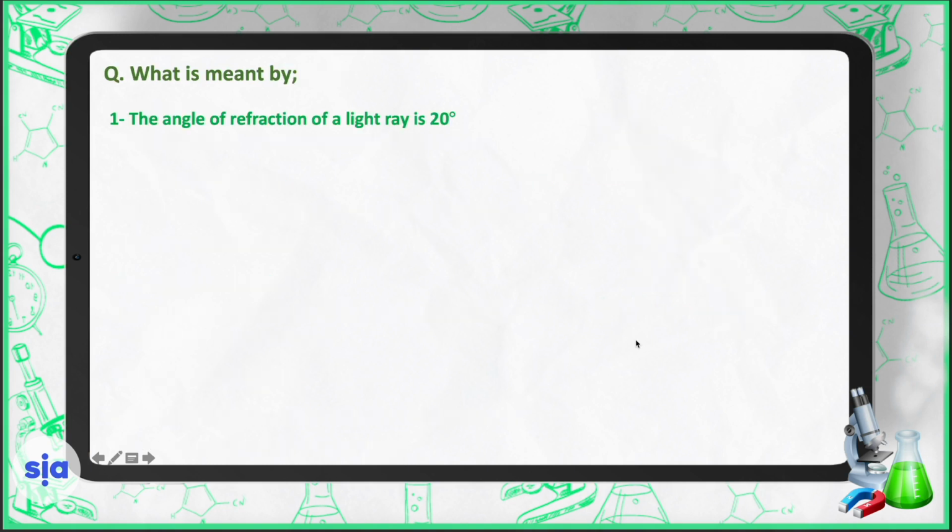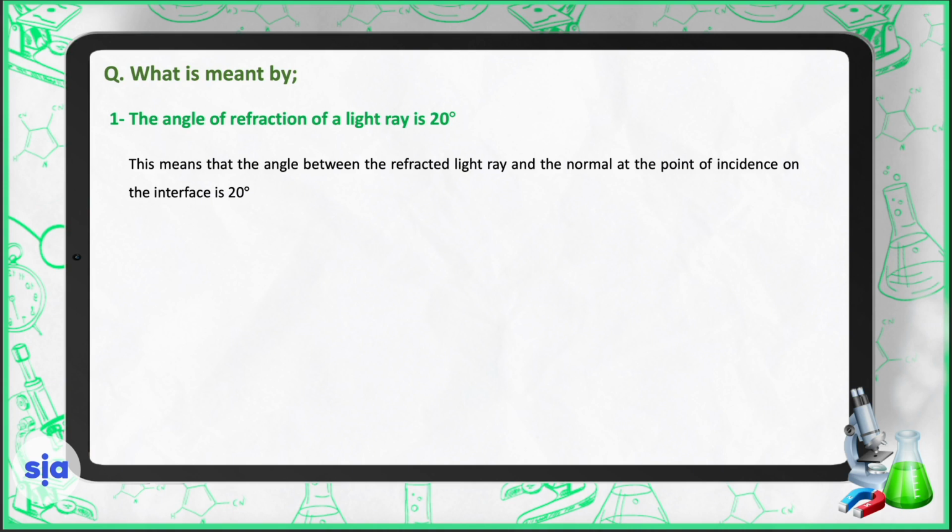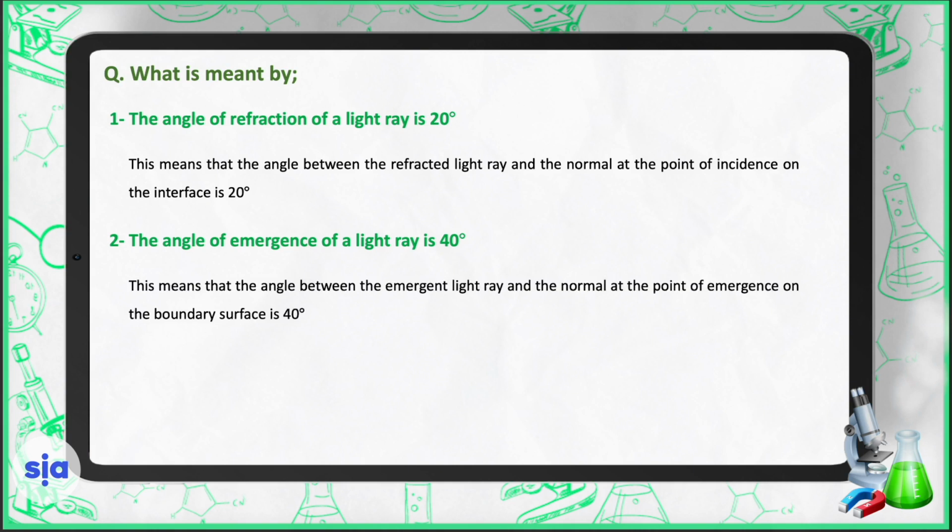What is meant by the angle of refraction of a light ray is 20 degrees? This means that the angle between the refracted light ray and the normal at the point of incidence on the interface is equal to 20 degrees. What is meant by the angle of emergence of a light ray is 40 degrees? This means that the angle between the emergent light ray and the normal at the point of emergence on the boundary surface is 40 degrees.